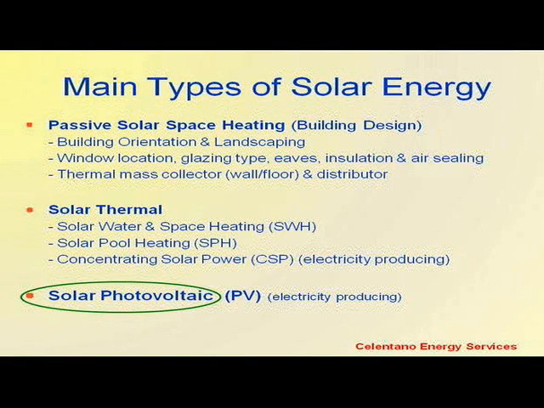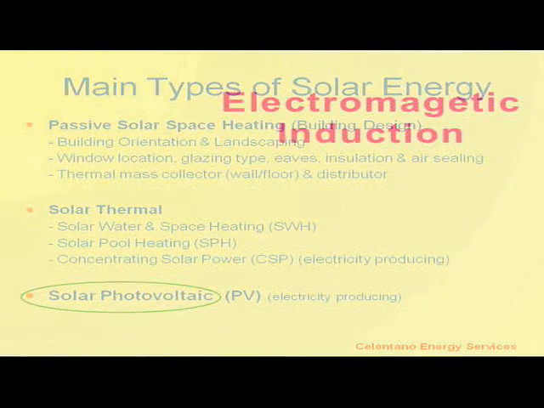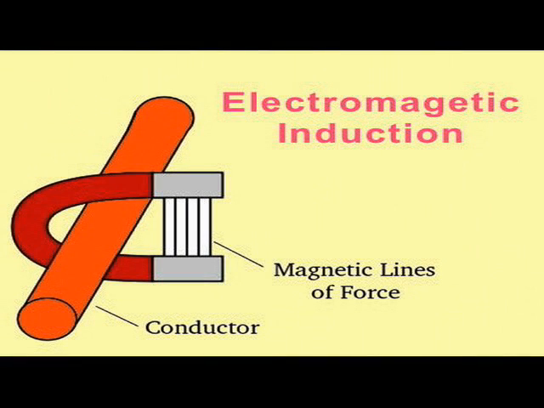So how do we make electricity? Most of the electricity that we make in the world is by electromagnetic induction, whereby a conductor moving through a magnetic field produces an electric current. So all we need to do is get something spinning. Typically, this is a dynamo.